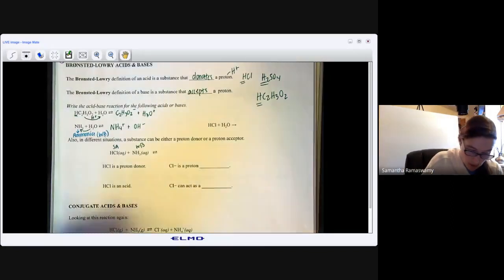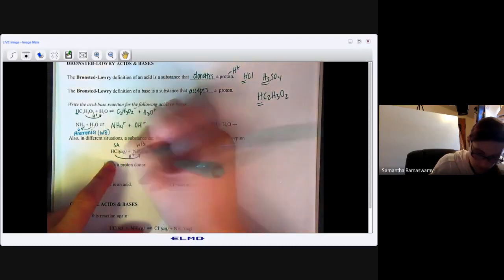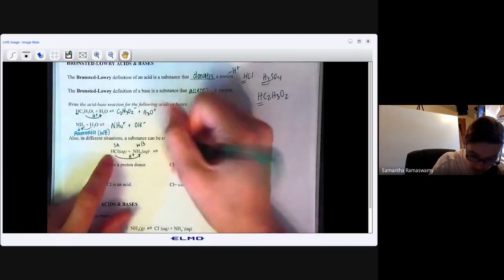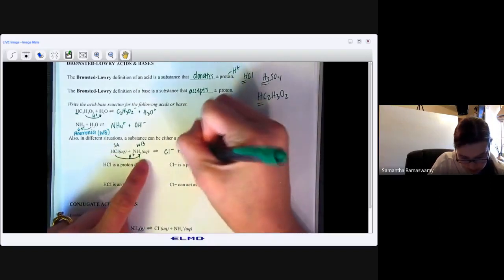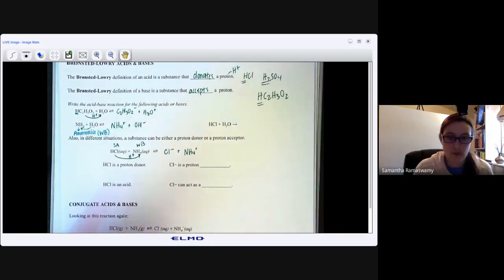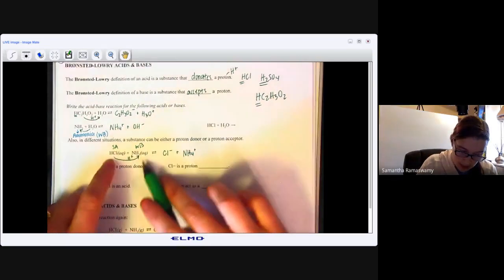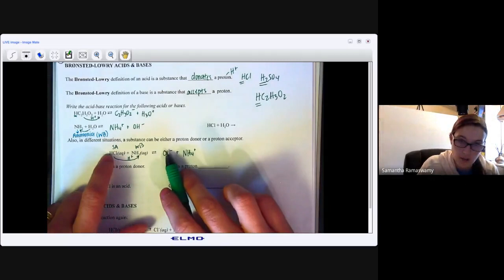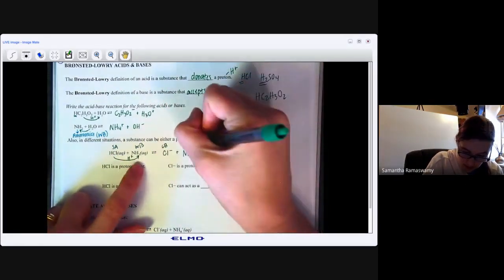That tells us what donates the proton and what accepts the proton. So HCl donates the proton to NH3. HCl becomes Cl minus, NH3 becomes NH4 plus. So now we've labeled the acid and the base. Cl minus is what is produced after HCl loses an H plus. So this is the conjugate base, and NH4 plus is the conjugate acid.